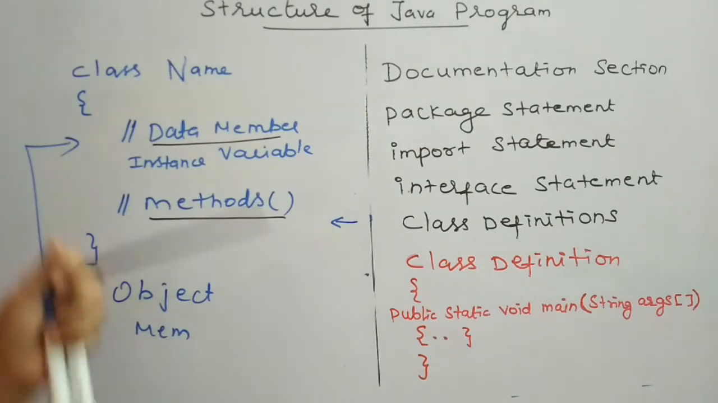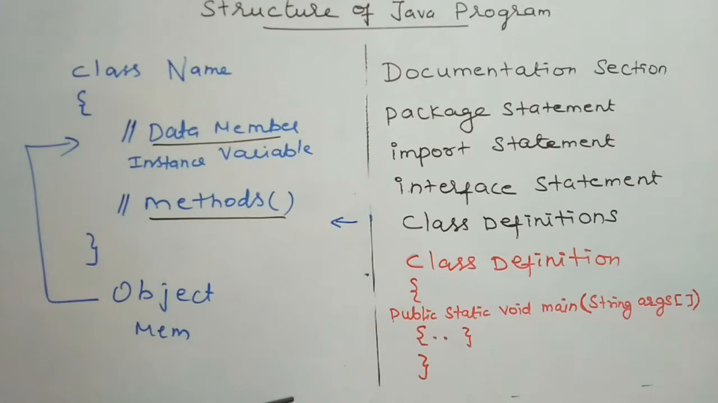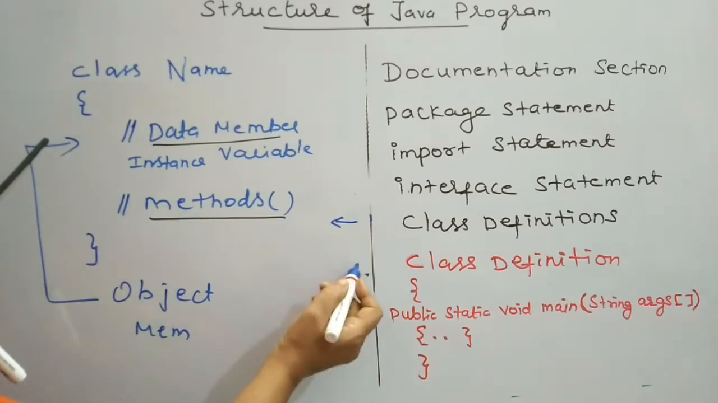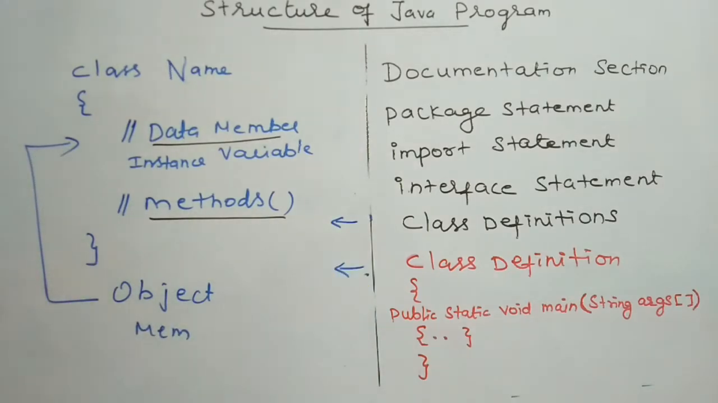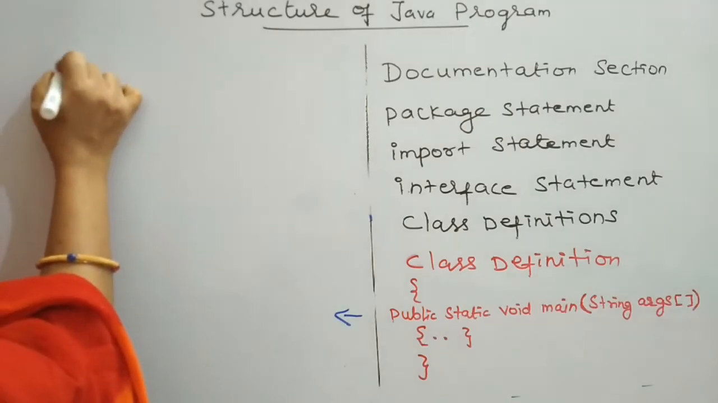As I told, inside my Java program, I can have any number of class definitions. There is no limit for that. But one of the class definitions should contain this main method. So let me explain the method signature of our main method. First keyword is public.